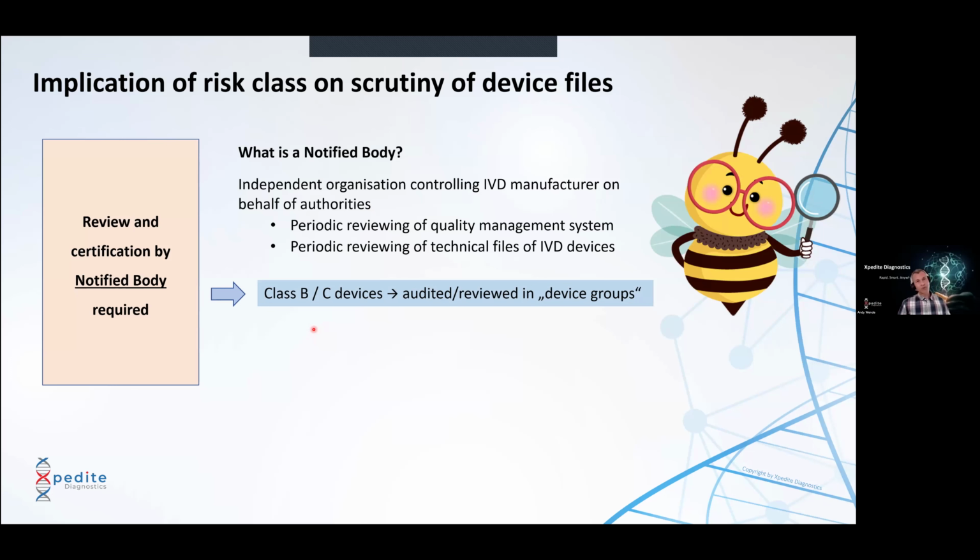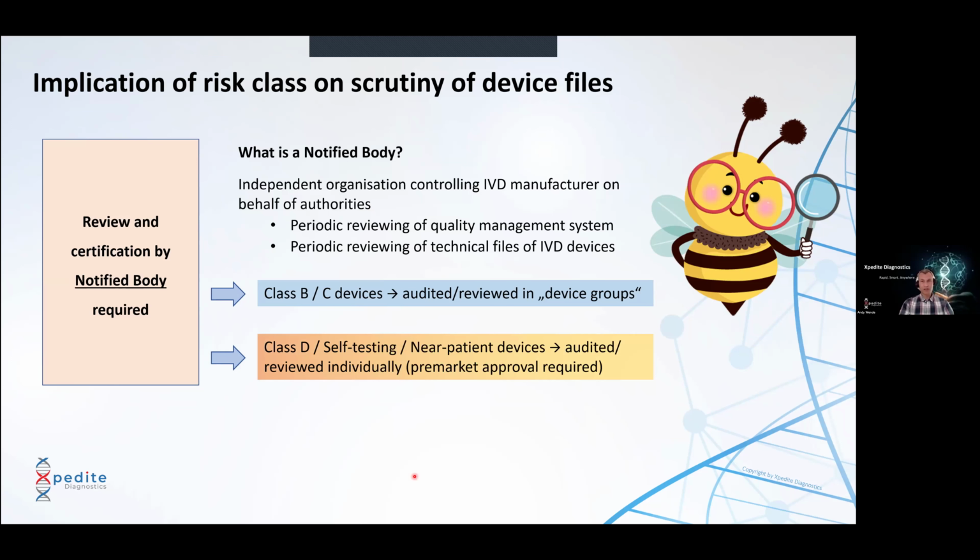And that is also an important point here if it comes to cost. All these Class B and C devices are grouped in so-called device groups according to certain algorithms, which are all public, of course. But that means you can basically put many similar Class B, C devices with either similar intended purpose or other similarities into one device group. And then there is always just one example of this device group being reviewed by the notified body every year. So that lowers the cost compared to the Class D devices and self-testing and also near patient testing, because here it's really mandatory by law that each and every device, Class D device or self-testing device or near patient device, has to be reviewed and approved, so certified, before the manufacturer can market that device.